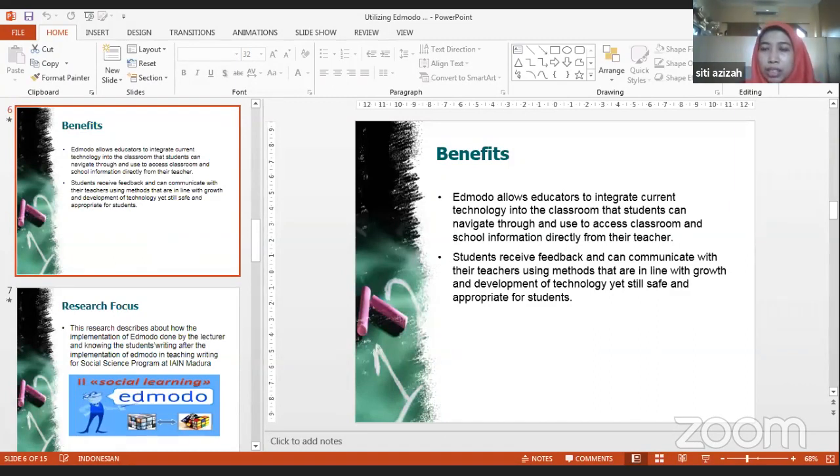Actually, my students always try to write anything, but I will give you the first step, the stages of writing. The students here receive feedback and can communicate with their teachers using methods that are in line with the growth and development of technology, yet still safe and appropriate for students.